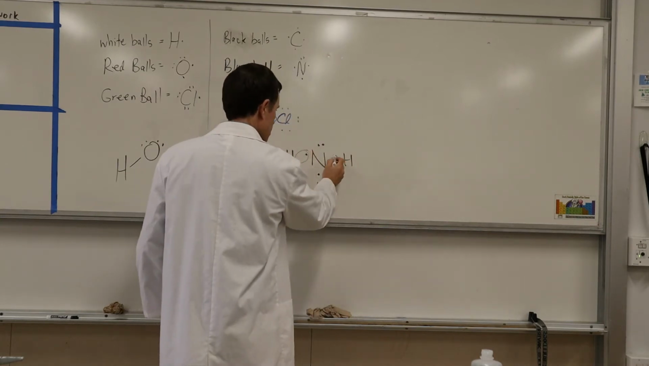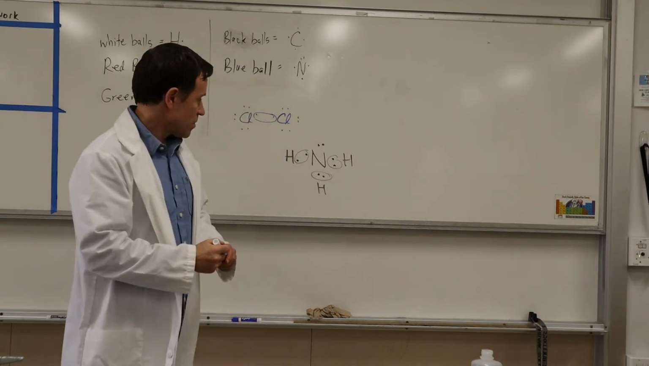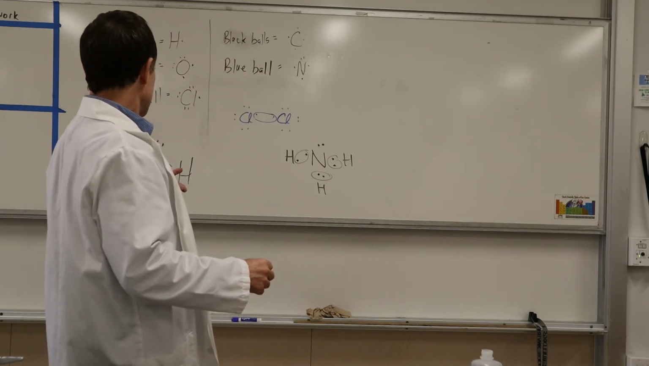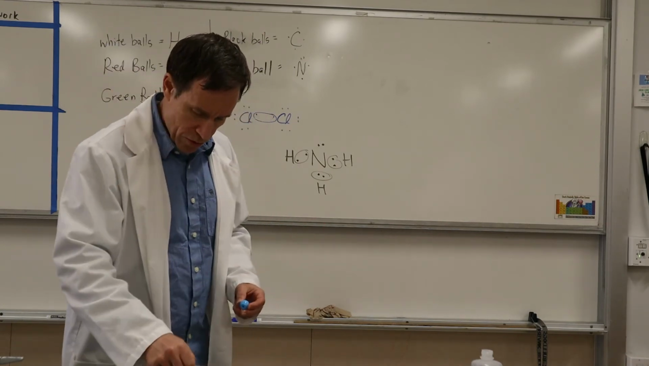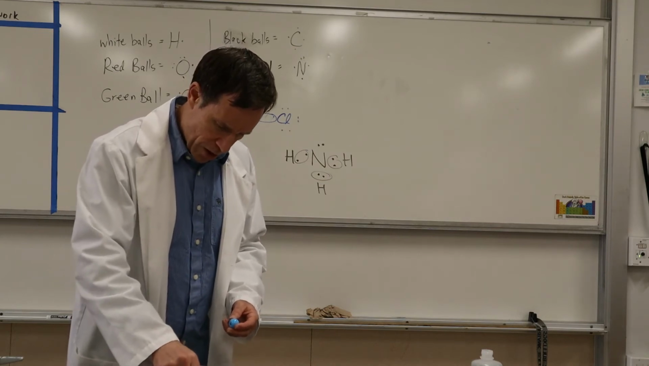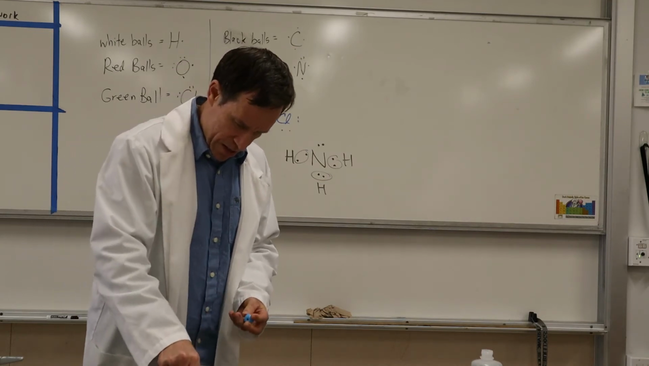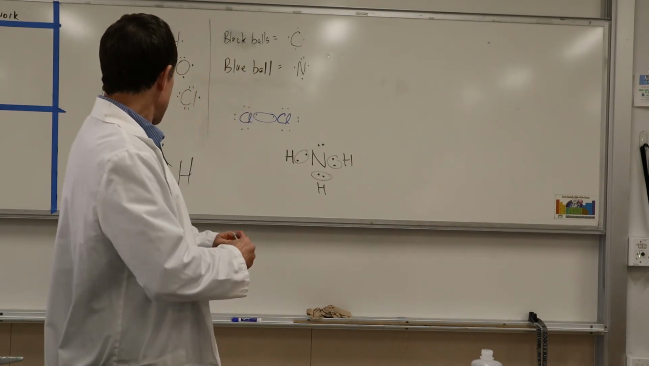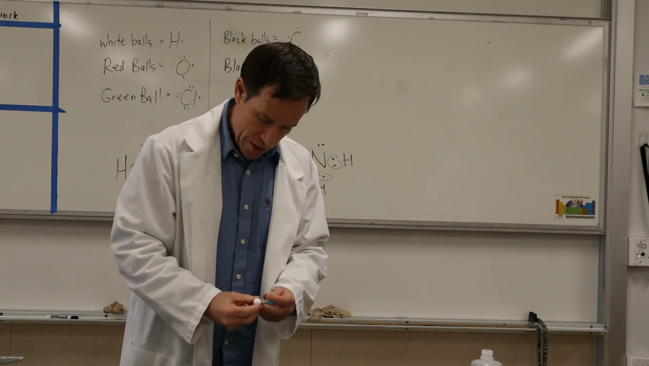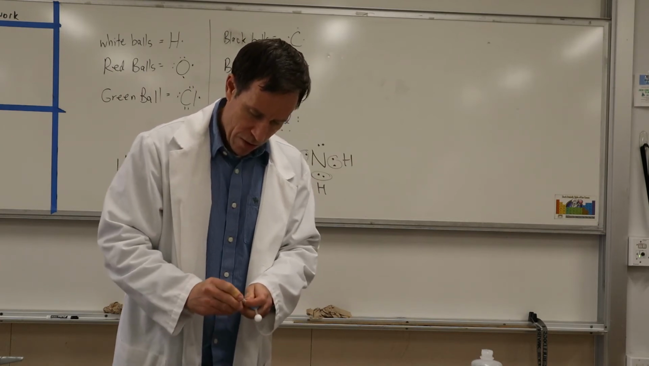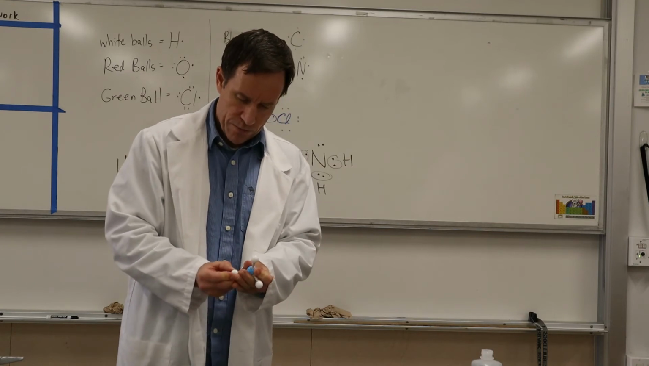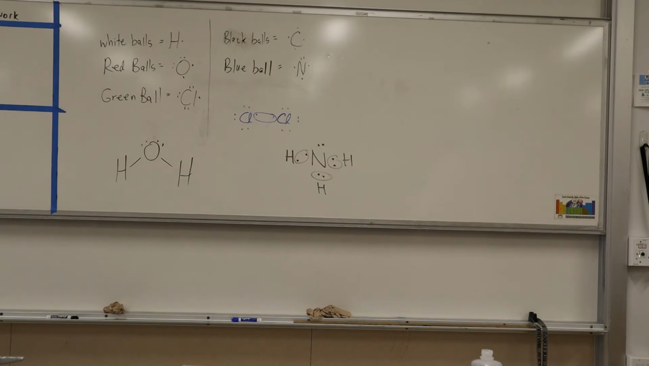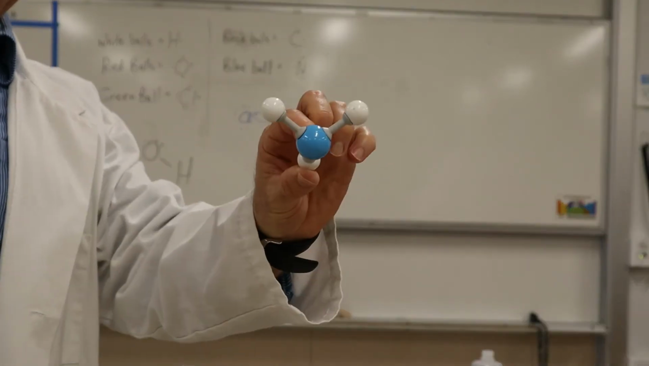We can share here, and share here. And so it comes out to be NH3. So nitrogen is blue, and we would do a single bond. Three single bonds, and H is white. So we would have NH3. This is ammonia, NH3.